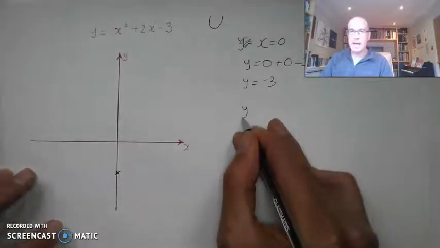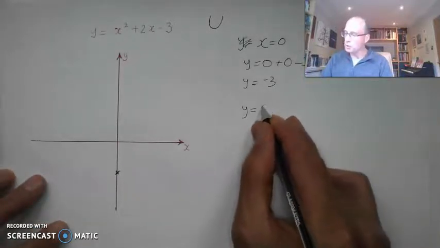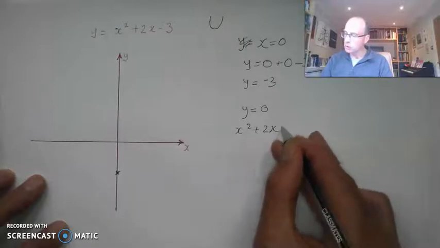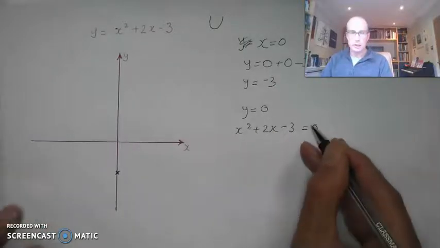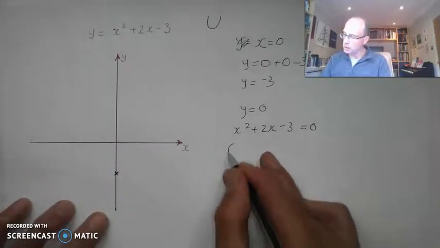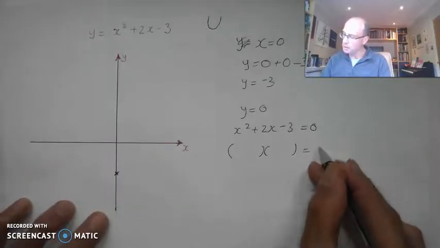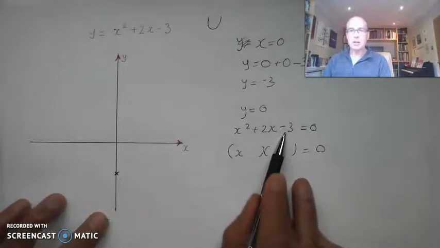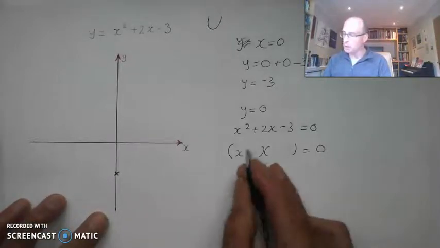And then I want to have a look at my x-intercepts. I'm going to put y equal to 0. What do we get? We get x squared plus 2x minus 3 is equal to 0. Again, I'm going to try and factorise this. I reckon this one's going to be not too bad. I've got a negative sign at the end, so now I'm going to end up with 1 positive and 1 negative.